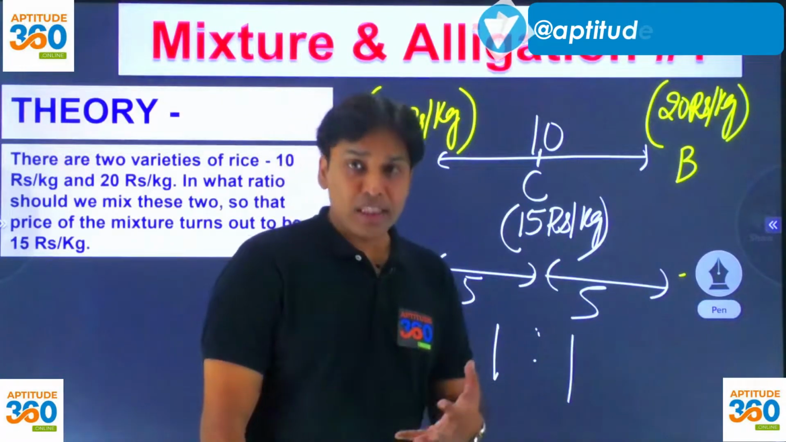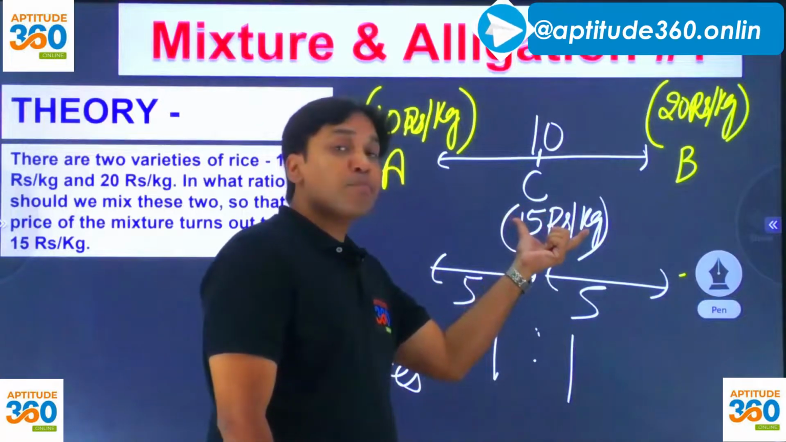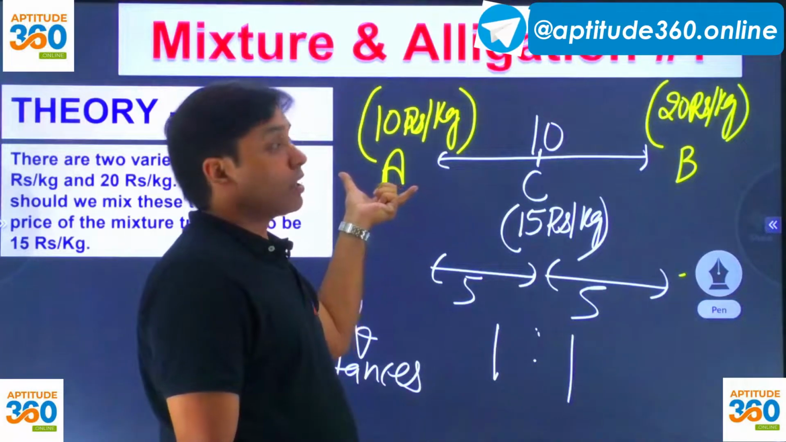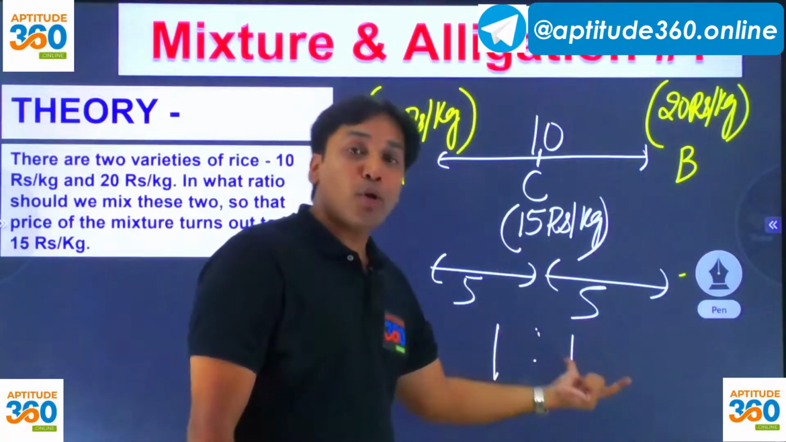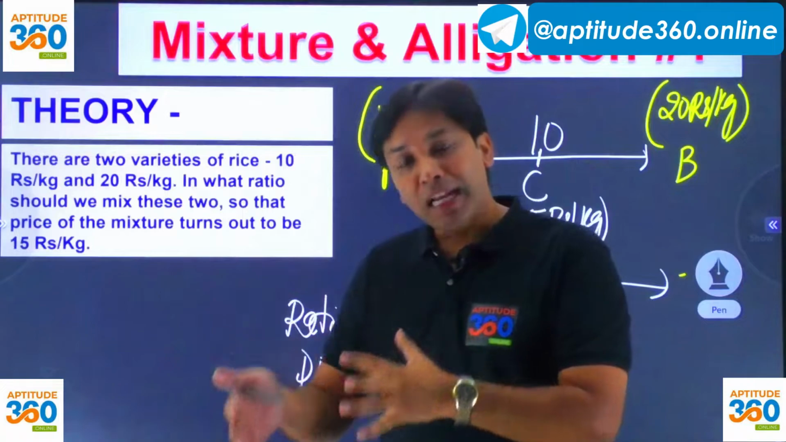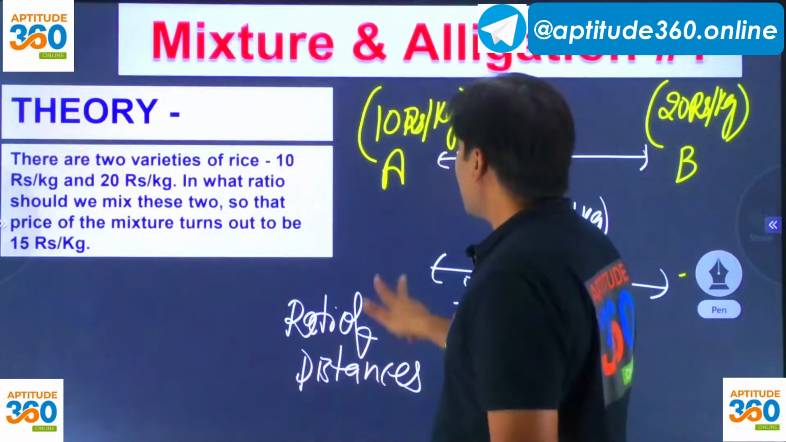What does this mean? That if you want 15 rupees per kilogram rice, you should be mixing the 10 rupees per kilogram variety and the 20 rupees per kilogram variety in equal proportion. जितना आप मिलाओगे पहली वाली वैरायटी उतनी ही आपको मिलानी पड़ेगी दूसरी वाली वैरायटी. इसको आप टेस्ट भी कर सकते हो.